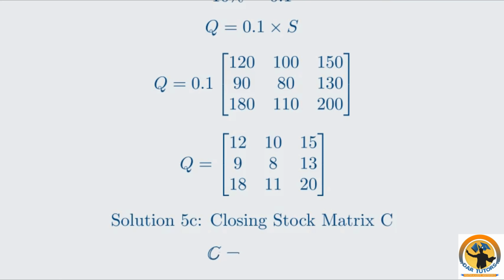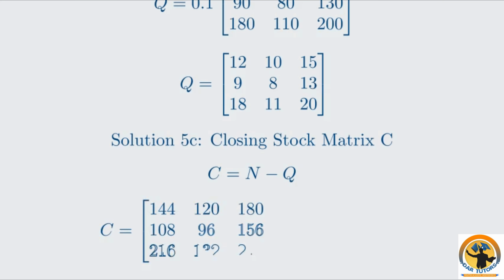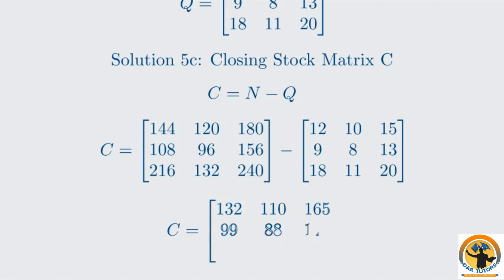Finally, for part C, we need to find the closing stock matrix, C. This is found by taking the new stock matrix, N, and subtracting the sales matrix, Q. We substitute our matrices N and Q, and then subtract the corresponding elements. For example, 144 minus 12 is 132. Performing this for all elements gives our final closing stock matrix. This question demonstrates how matrices are used to model changes in inventory over time.